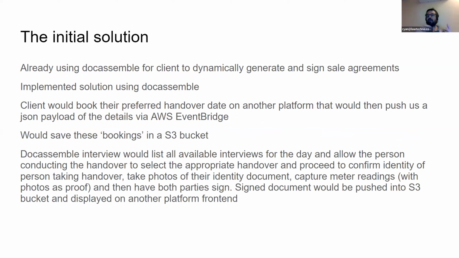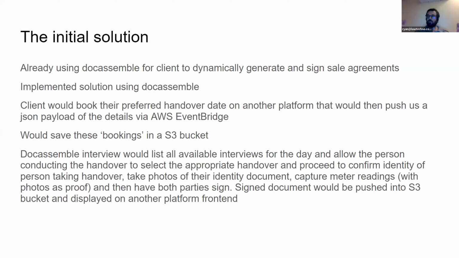So the data payload of the person who was going to be taking possession of the keys and the unit details and all the rest, all of that data was pushed. We had an integration via AWS EventBridge. So upon that booking event, we would be pushed a payload of JSON data, which we would put in an S3 bucket. And then we prototyped this whole thing out.